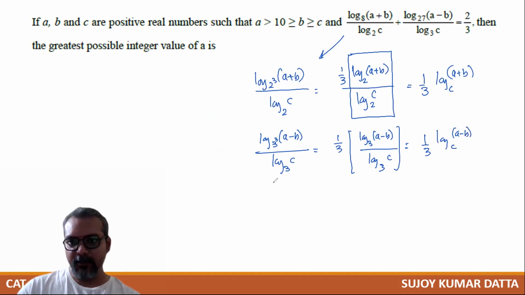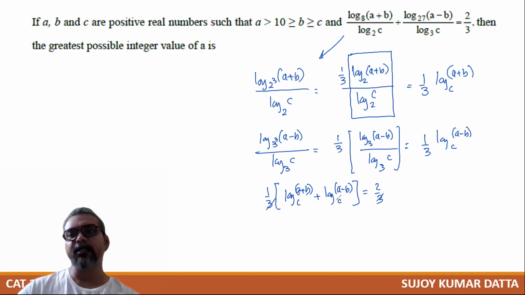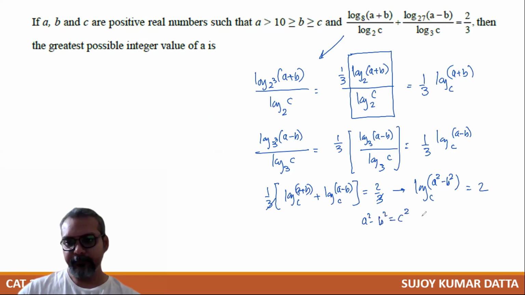So now the equation becomes 1/3 common, log of a plus b base c plus log of a minus b base c is 2 over 3. So the 3's cancel out. Now summation of logs is the product. So this is log of a plus b times a minus b, so a squared minus b squared base c is 2. Removing the log, taking the c on that side, a squared minus b squared is c squared. So we have the equation a squared equal to b squared plus c squared.